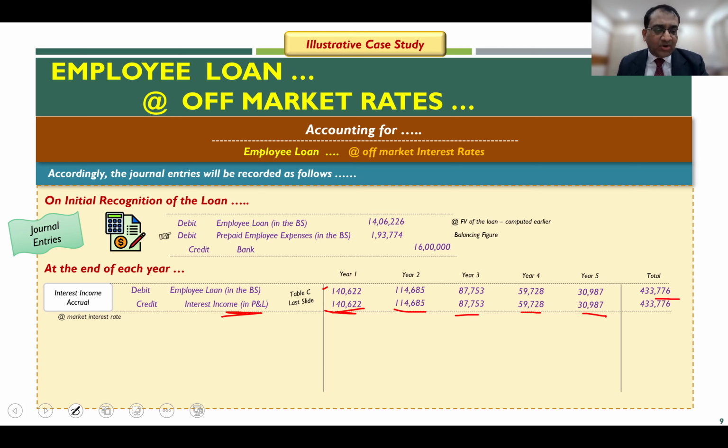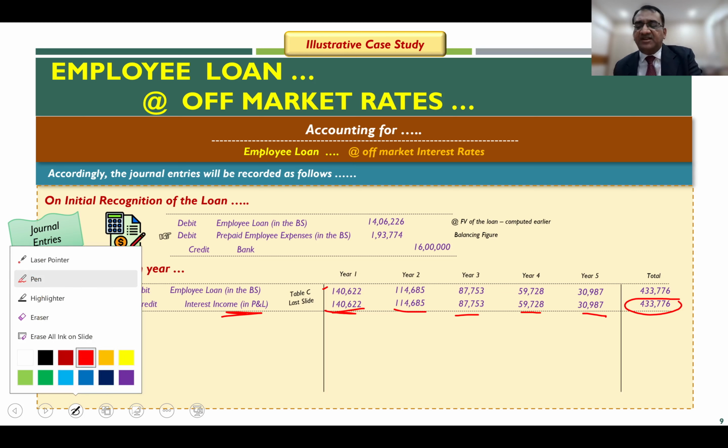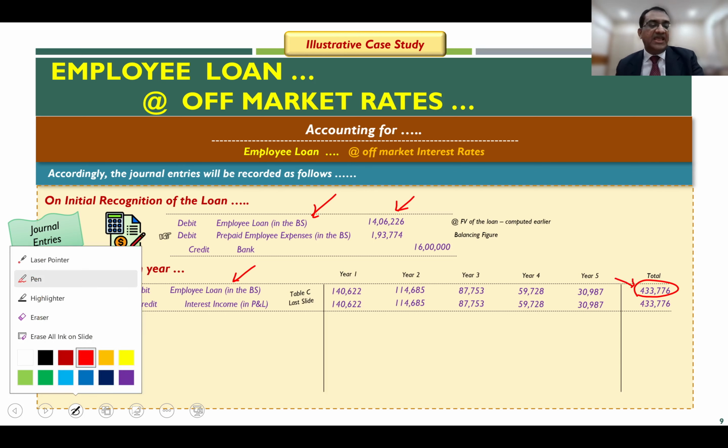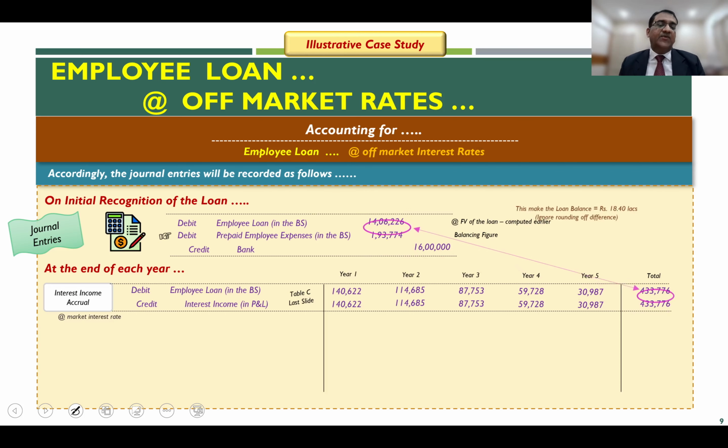As I told you, the total interest income over the 5-year period will be 433,776. So by recording these 5 journal entries, one in each of the year, you have recorded the total interest income of 433,776. And to the same extent, you have now increased the loan liability. So what was your loan liability? Initially it was 1406,226. And by recording these 5 entries, you have increased the loan liability by 433,776. And that's exactly what I'm mentioning here.